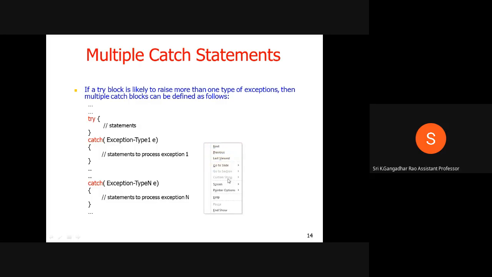Can you see the pointer, ma'am? Can you please tell me whether my pointer is available? Can you see the red tick mark here? Yes, sir.